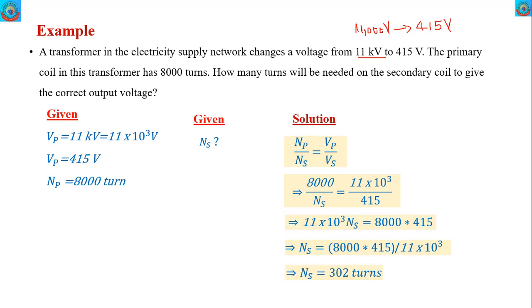The primary coil in the transformer has 800 turns. Now, how many turns will be needed in the secondary coil to achieve this goal?